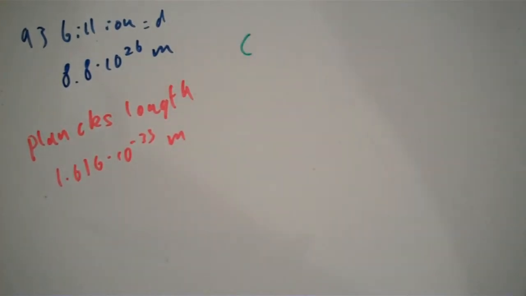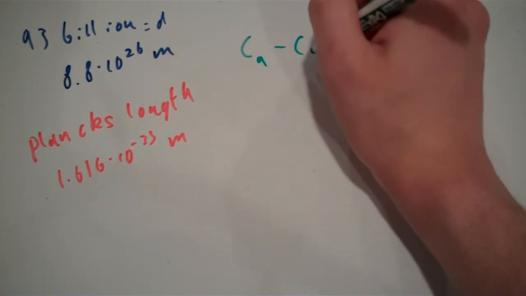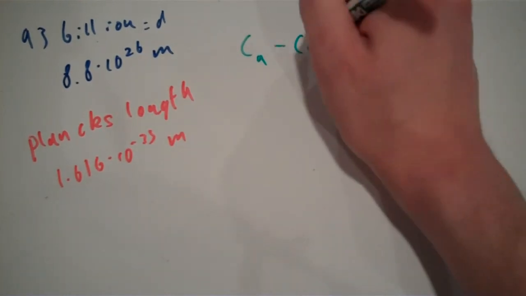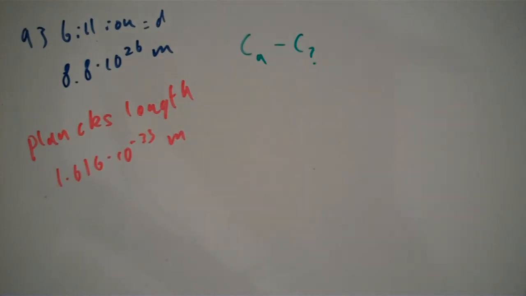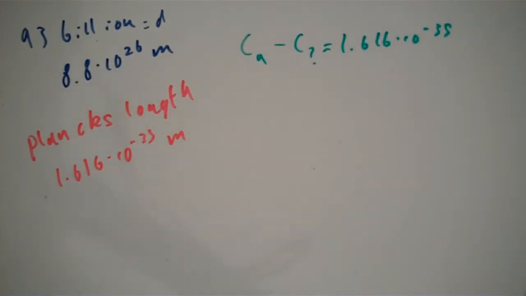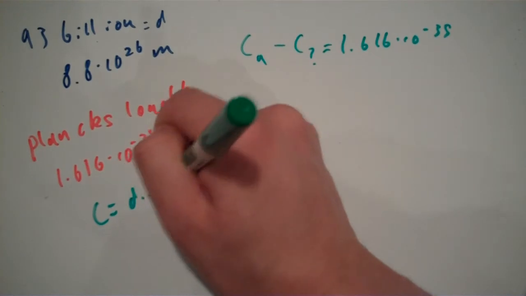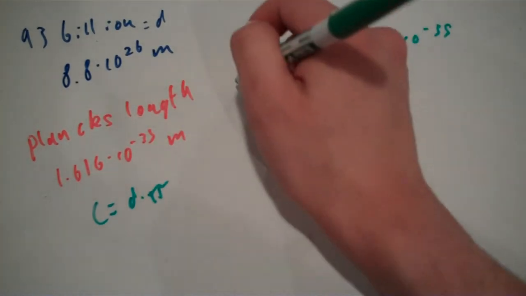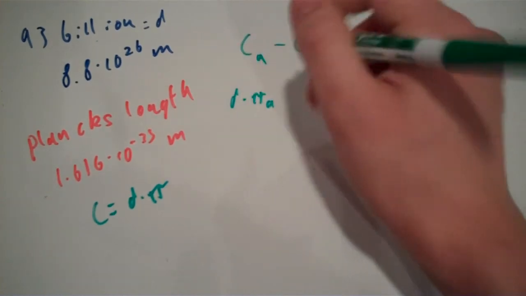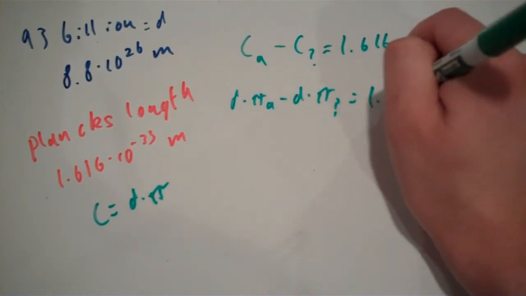Now, we want the circumference of the actual universe, so I'm going to do that, the circumference of A, minus the circumference of our approximation, which I should also put as A, but since I don't know that, I'm going to put a question mark. So we want this difference between those circumferences to be 1 Planck's length. Now, if we were to use our handy circumference equals diameter times pi equation, we can go about solving this. So we have our d times pi actual minus our diameter times our pi approximation. We still want that to equal 1 Planck's length.